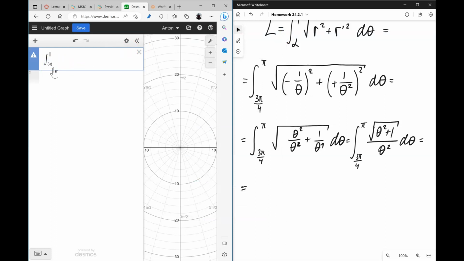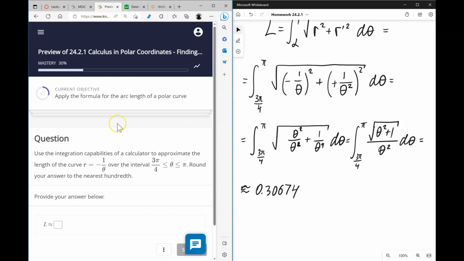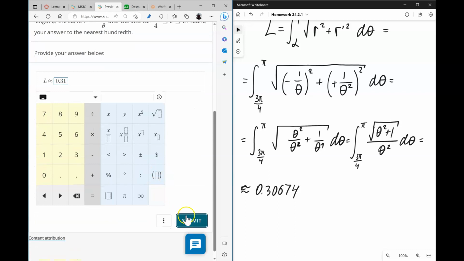So we put 3 pi over 4 to pi, and then we have a fraction inside. We have square root of theta squared plus 1 over theta squared d theta. And the answer is approximately 0.30674. So 0.31.